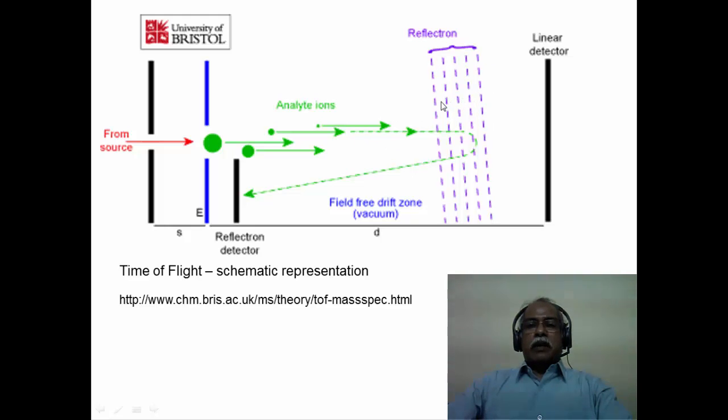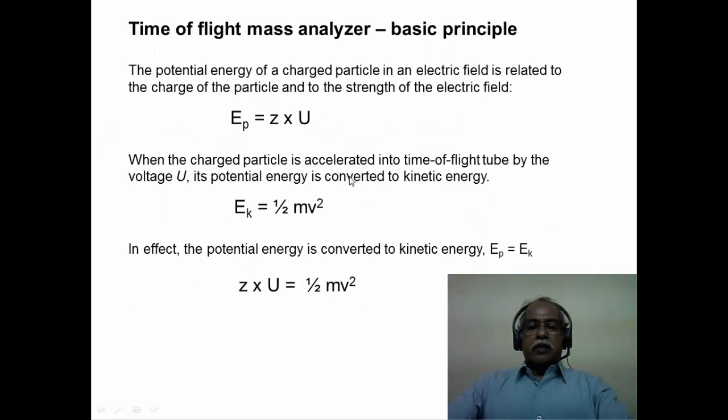However, in a reflectron mode, you have the electric field applied here so that the ions get deflected and are sent back into another field free zone under vacuum, so that in the reflectron detector it is detected. In other words, to ensure the same kinetic energy of the various ions, this particular methodology is adopted. This is called the reflectron technology, and this methodology ensures the higher resolution of the spectrum that you see in certain MALDI spectrometers. Now, in the time of flight analyzer, the basic principle is like this.